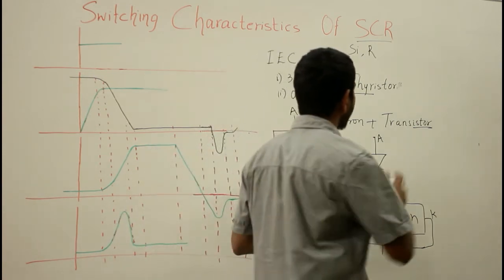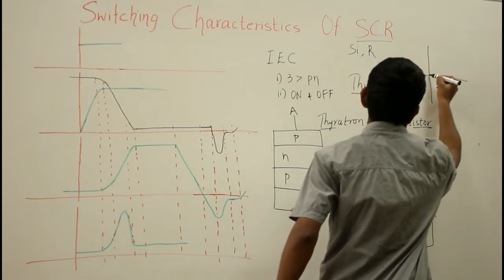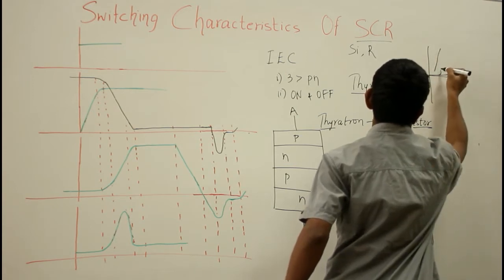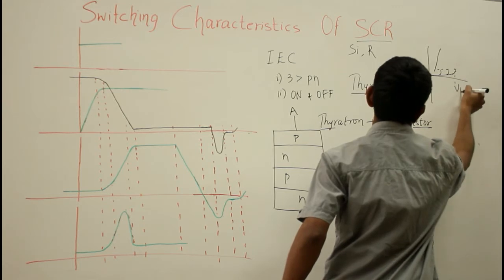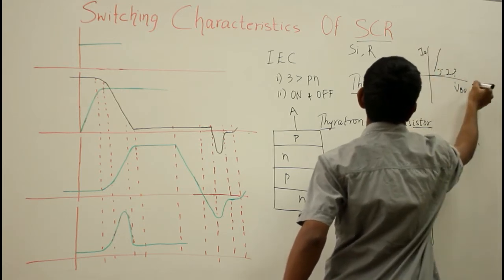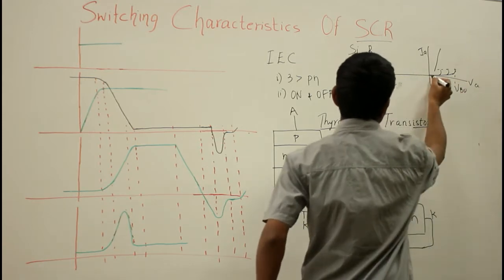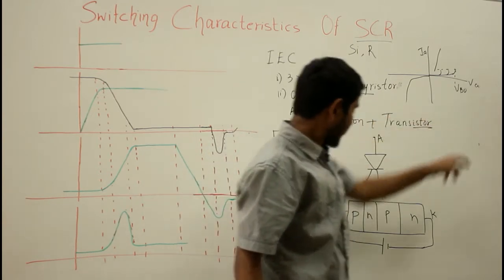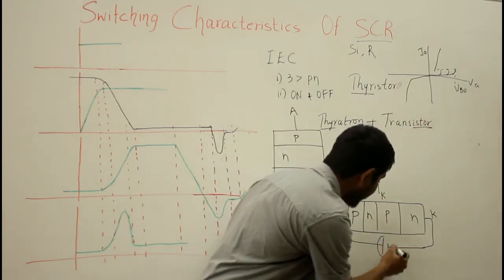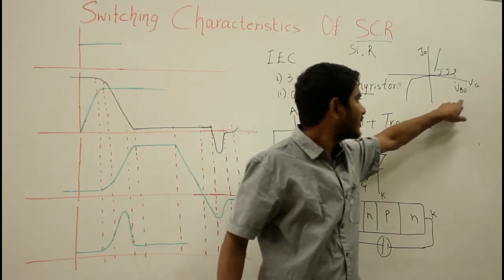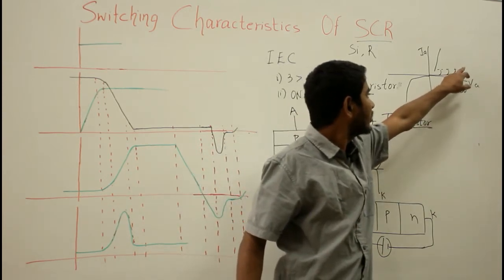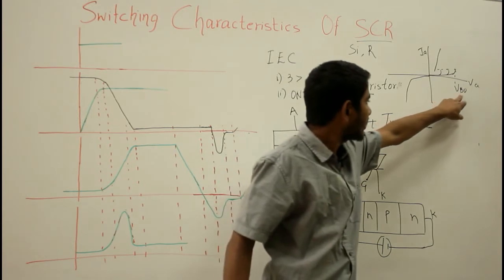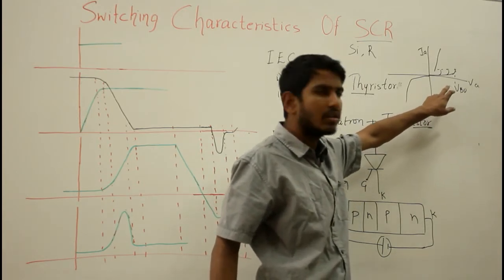If you draw the VI characteristics of the thyristor, let me say this is my VBO, this is IA, and this is VA. Similarly, you also have the reverse breakover voltage. Initially, if I increase the forward positive voltage beyond the forward breakover voltage, then the thyristor can be turned on, or made to enter the conduction mode. Once you increase the voltage beyond this breakover voltage, the thyristor will come into the forward conduction mode.